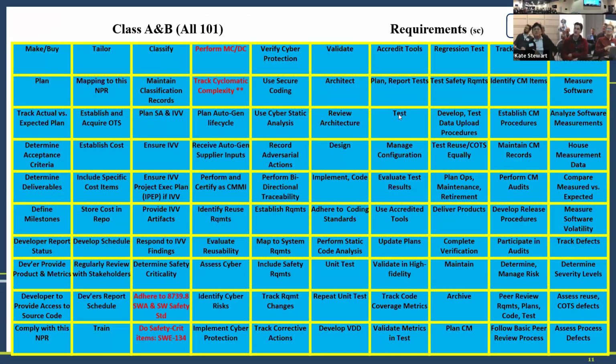To start off with this, if you're in Class A and B, I'm going to make the assumption that all these requirements apply and the software system has been declared safety critical.